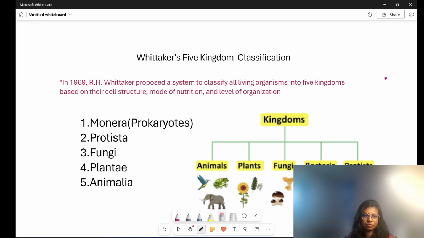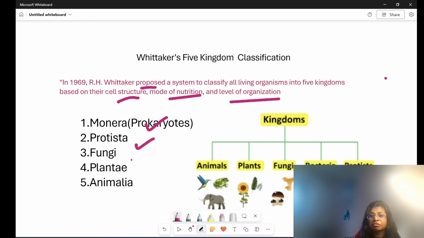First, five kingdom classification. We'll see what that is. In 1969, R.H. Whittaker proposed a system to classify all living organisms into five kingdoms based on their cell structure, mode of nutrition, and level of organization. This is the most specific part because all of these classifications are based on these features. There are five kingdoms: Monera, also called prokaryotes, Protista, Fungi, Plantae, and Animalia. We'll see them one by one in detail.